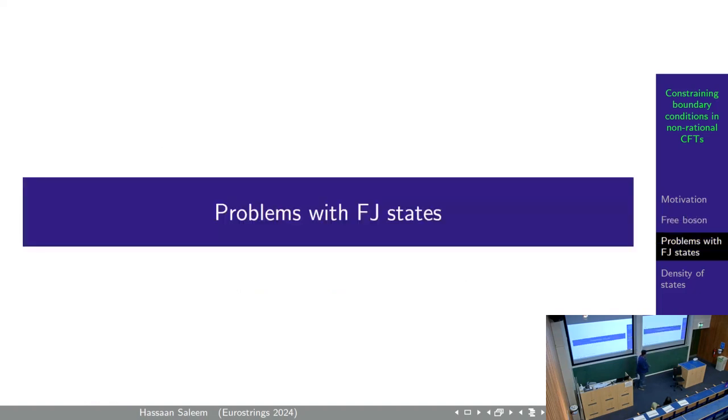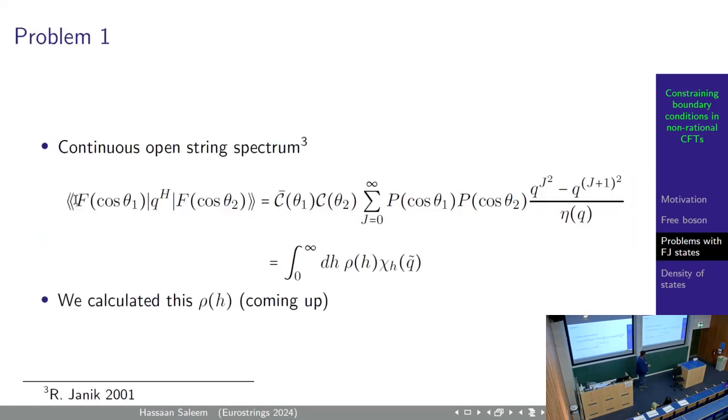Now, the thing is that we are going to talk about the problems with these FJ states, which is just Friedan-Janik states. Some problems are already well known in the community. For example, this problem was already addressed by Janik in his 2001 paper. When you calculate the overlap of two different Friedan boundary states, or they don't need to be different, they can be anything, it turns out that their open string spectrum is continuous. It's not discrete. Now, what's the problem with that?